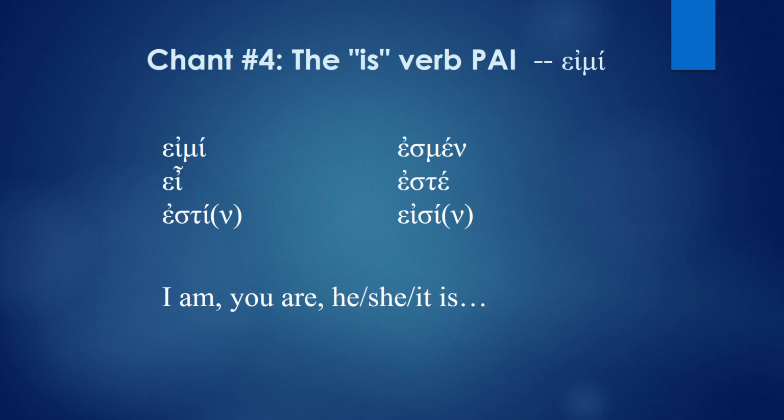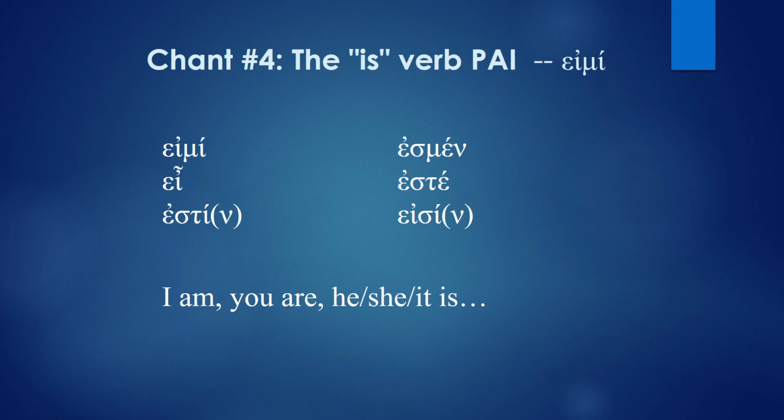Fourth chant, present active indicative of the eimi or "is" verb. Eimi, first person, I am. Ei, second person singular, you are. Estin, third person singular, he, she, it is.